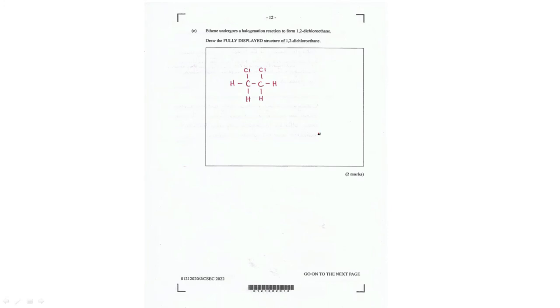Then it says ethene undergoes a halogenation reaction to form 1,2-dichloroethane. Draw the fully displayed structure of 1,2-dichloroethane. So 1,2 means that the chlorine atoms are on each of the carbons. And at the back here we see ethane. We're dealing with ethane, which has 2 carbons, so you draw those 2 out. And there's only 2 carbons, so it's 1, 2, so you put the chlorine atoms there and you fill out the rest with hydrogen. That's 2 points.